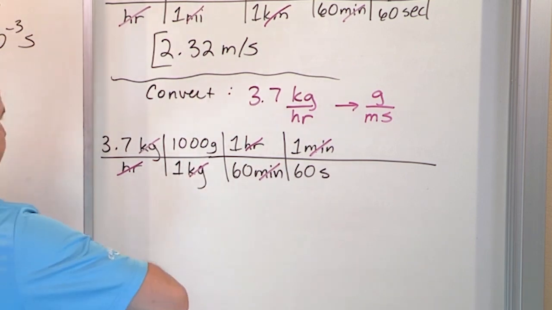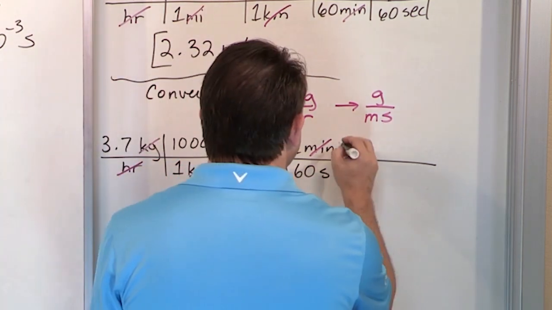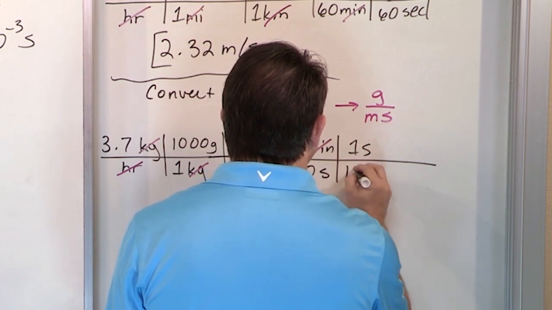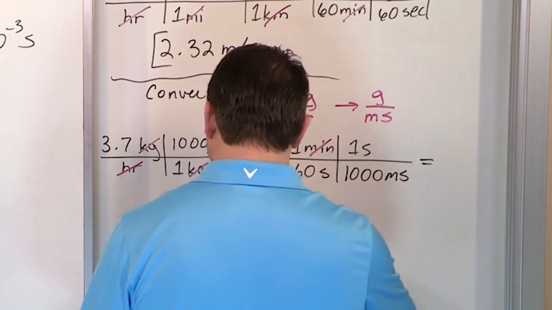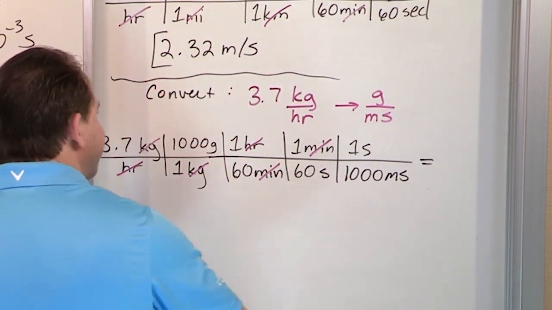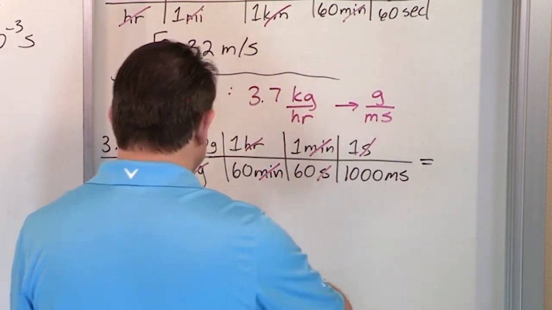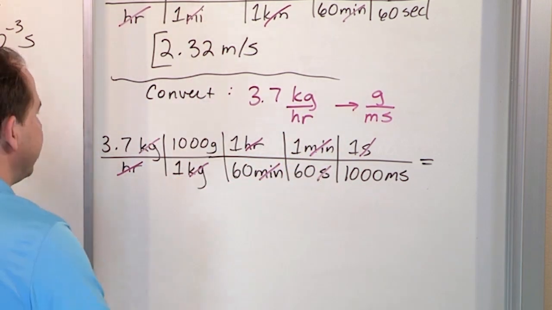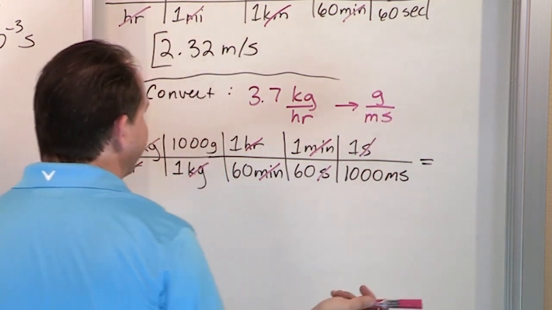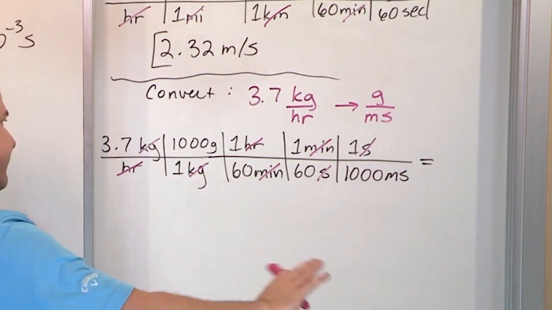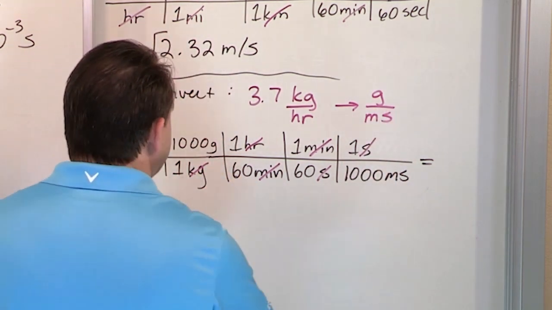But I don't want seconds, I want milliseconds. The final thing I know is that 1 second is 1,000 milliseconds. Now you see why all of that conversion factor stuff was so important. Now I've canceled seconds and I'm left with milliseconds. So every single unit has canceled. The only one left is grams per millisecond. So I'm done. I don't have to do anything further because I got to the unit I want.